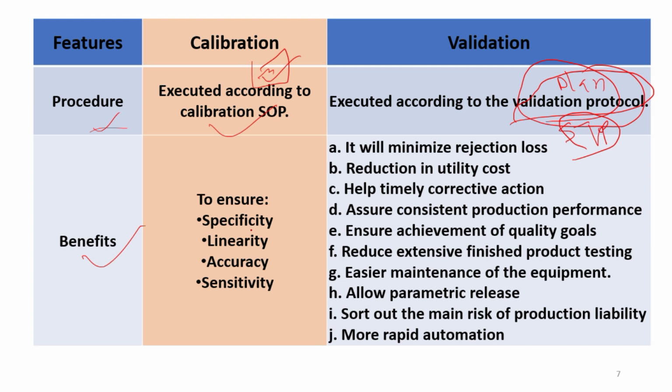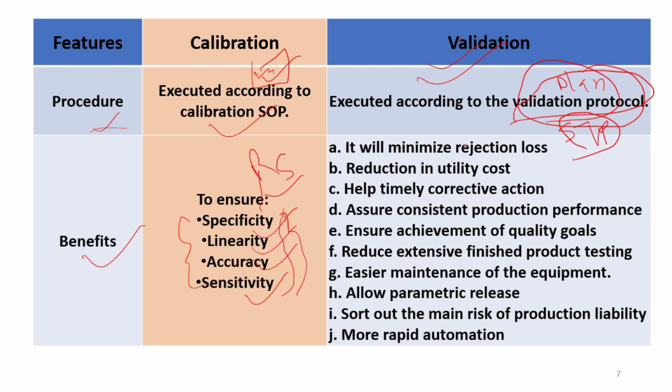Benefits: to ensure specificity, linearity, accuracy. This is also done in the validation, but it is quite different in calibration and validation, because we have a specific set of standards or reference standards in calibration. We don't have that in validation. This is just a parameter in the validation field.